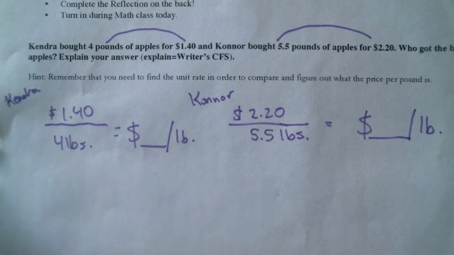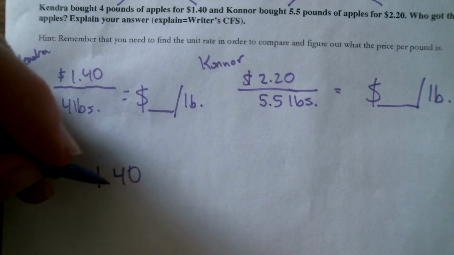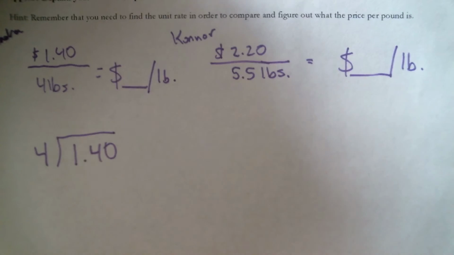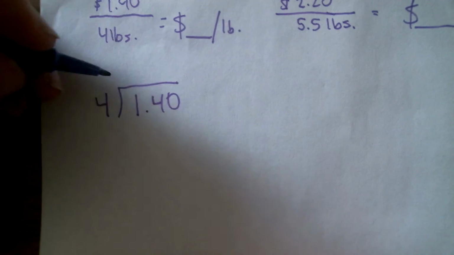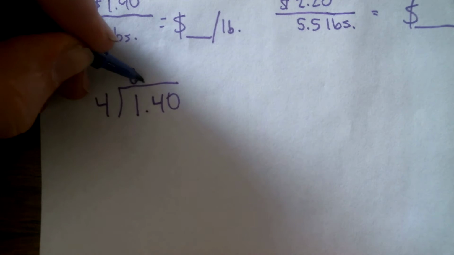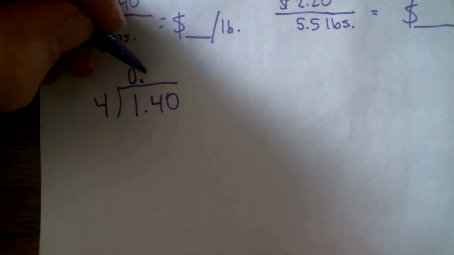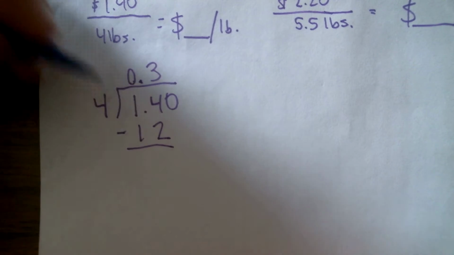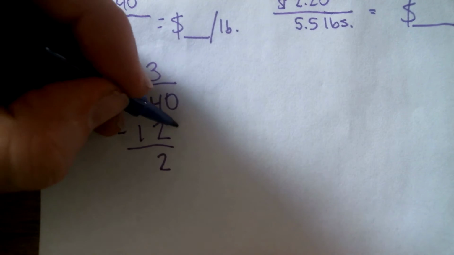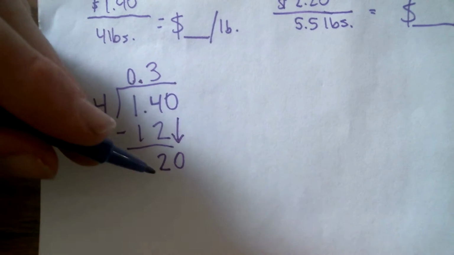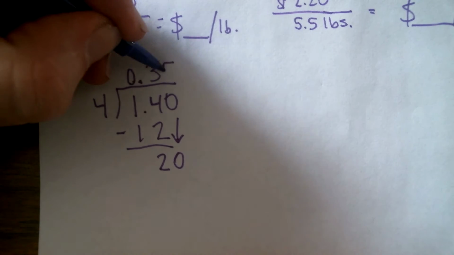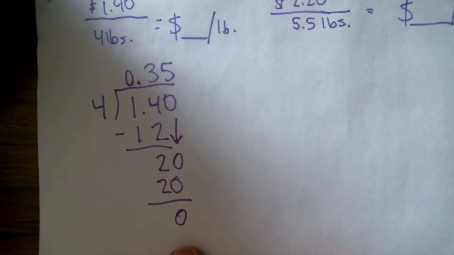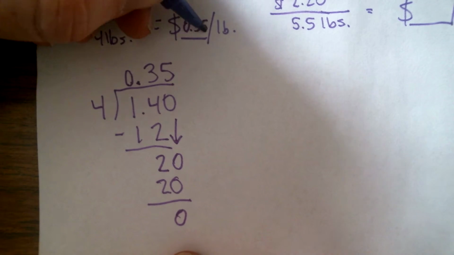So let's start. This looks like a friendlier division problem. So it's $1.40 divided by 4, and then it's $2.20 divided by 5.5. Let's start here. So first of all, does 4 fit into 1? No, it does not. Does 4 fit into 14? Yes, it does. It fits 3 times, because 4 times 3 is 12. So we just subtract. We end up with 2 down here. And then for our last step, we bring down a 0. How many times does 4 fit into 20? 4 times 5 is 20. And so I would get 0 at the end. So that means it looks like this is 35 cents per pound.